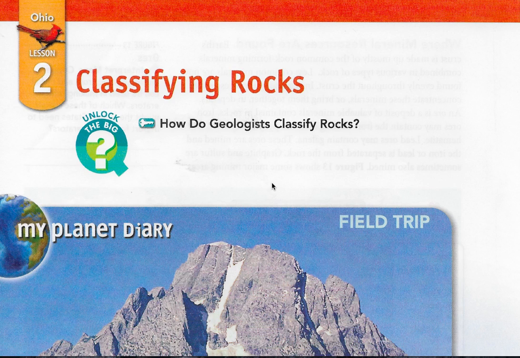The past week or two, we've talked about minerals, and now we're starting to move into the different types of rocks. So, this first reading is titled Classifying Rocks. And the key question that we're looking at in this reading is how do geologists classify rocks? And again, a geologist is a scientist who studies the Earth and Earth processes.